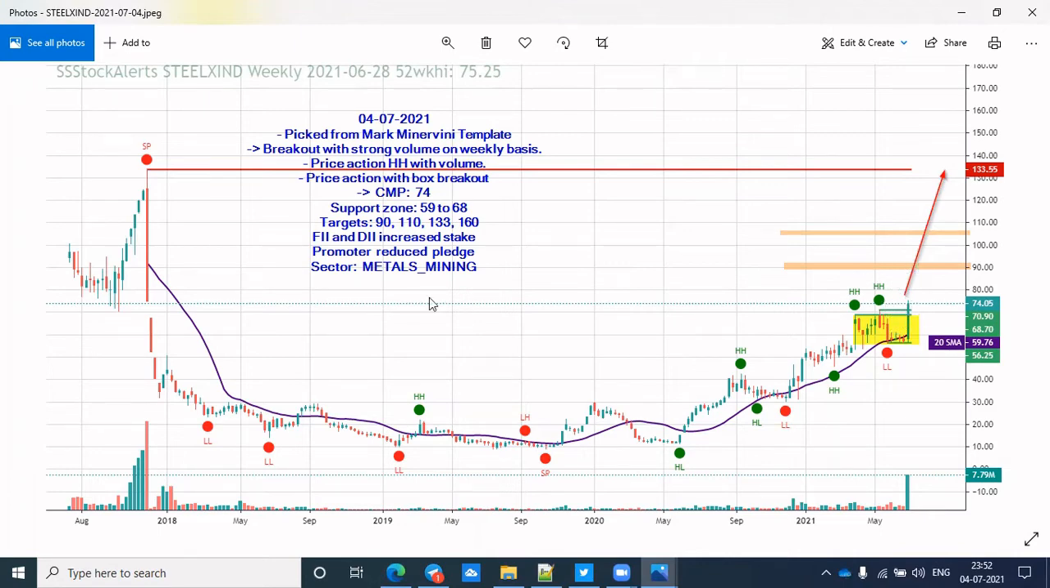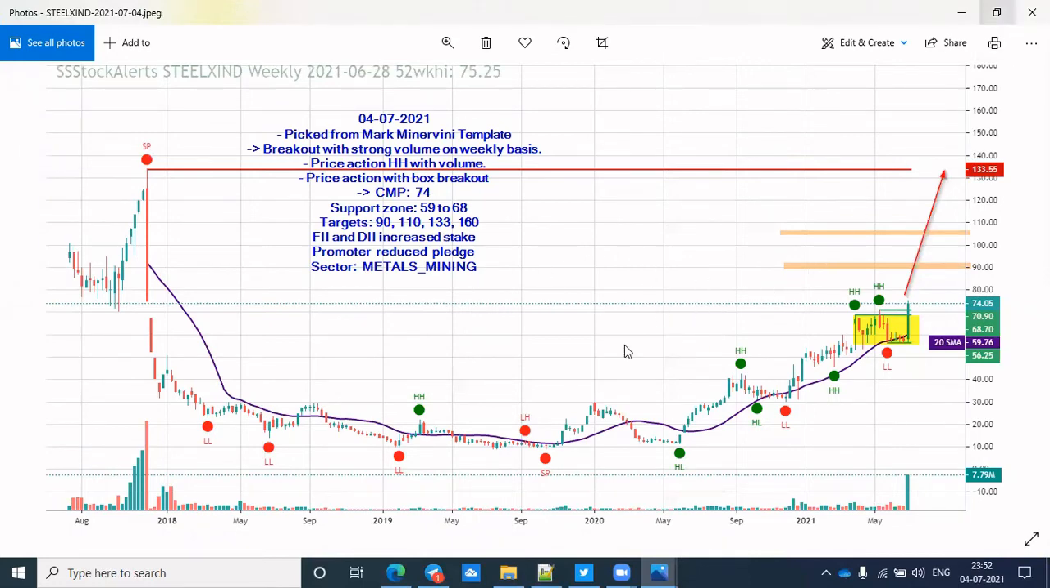Usually our target will be, since here we don't have higher high, higher low points, keep 10 to 15 percent as your first target, and the next 10 percent as your second target, and make sure that you have a risk reward of 1:2.